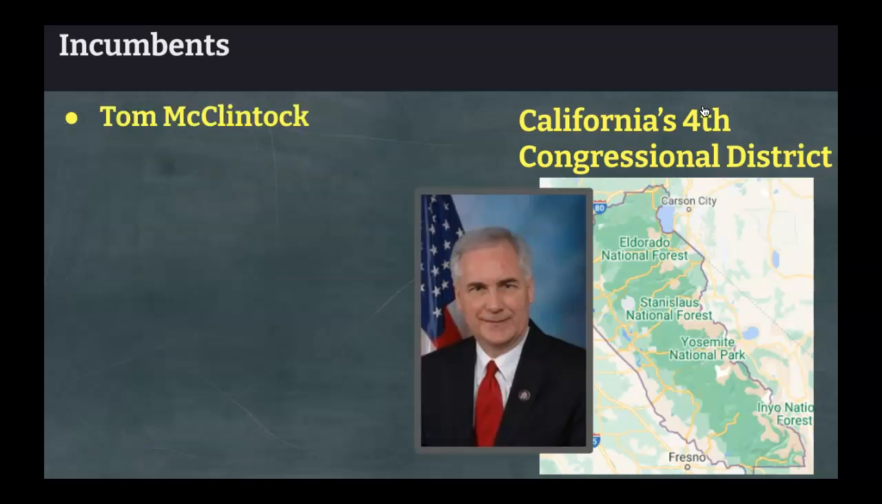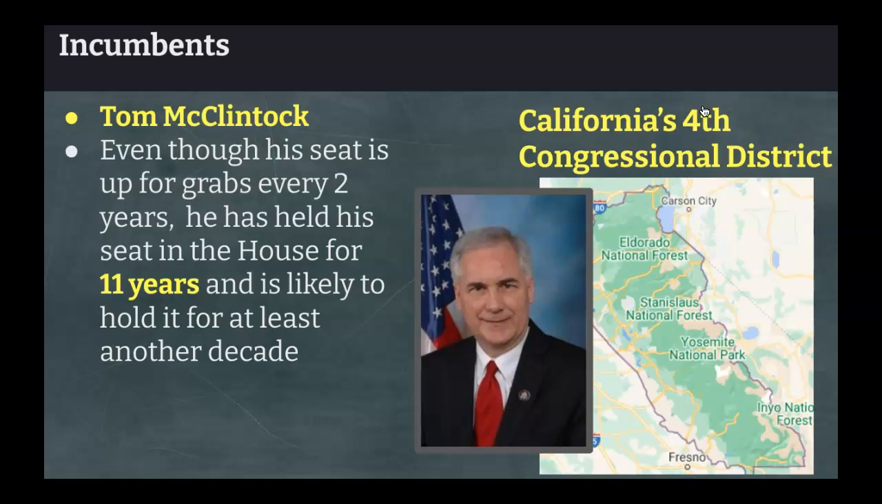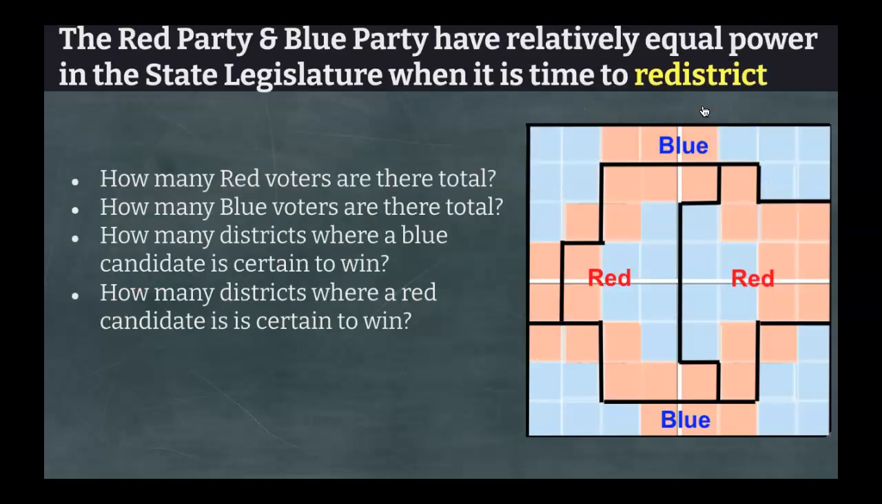It's Tom McClintock. Even though his seat is up for grabs every 2 years, he has held his seat in the House for 11 years and is likely to hold it for at least another decade, if not more. So let's go back to our hypotheticals. Let's say the red party and blue party have relatively equal power in the state legislature, and they have to work really closely together when it comes time to redistrict.